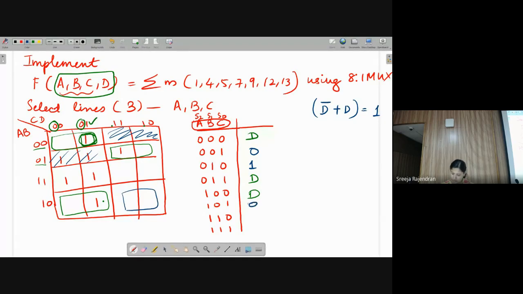Now 101, so it is 0. Now 110. If I combine both of them, I will again get D bar plus D, so that is 1. The last one, these two, so it is 0.